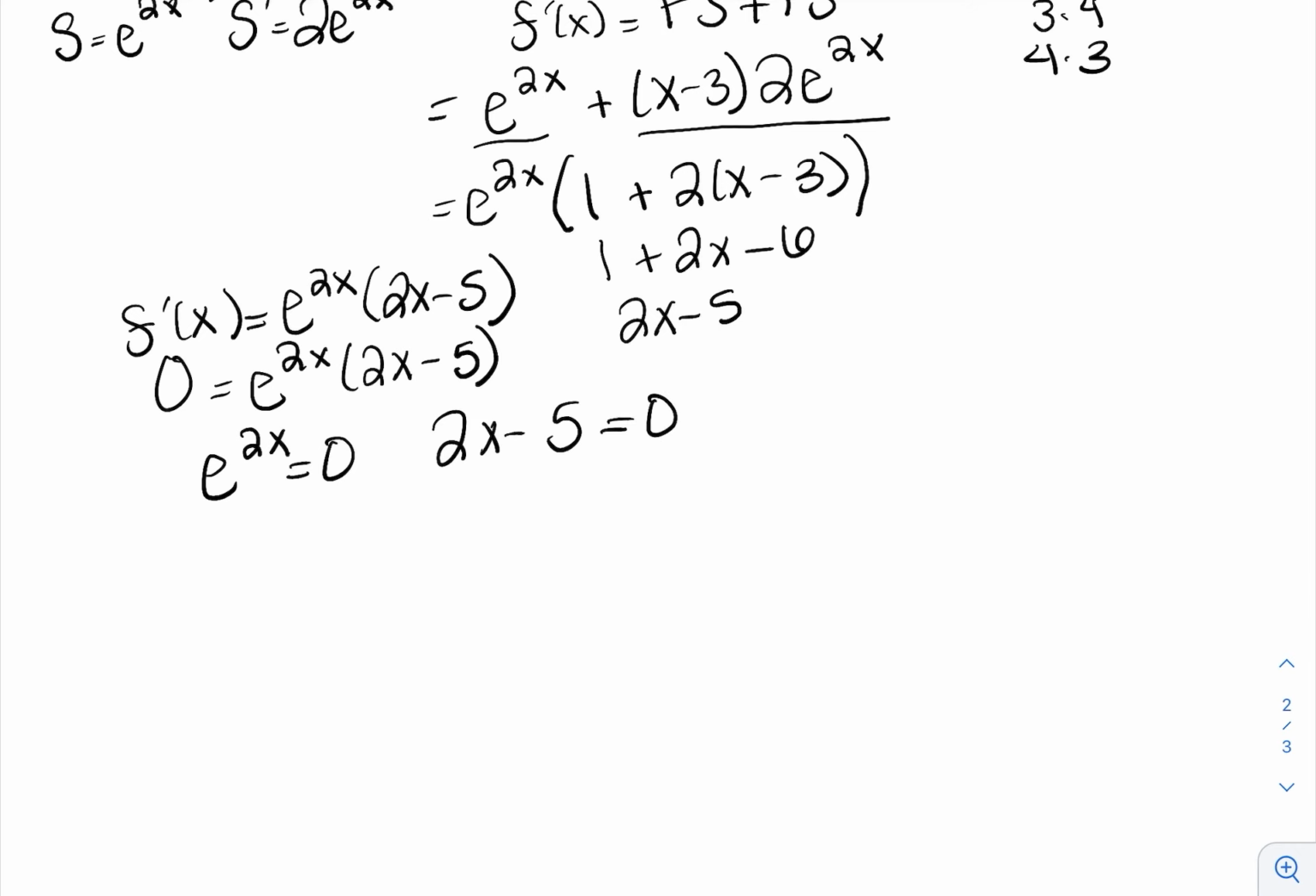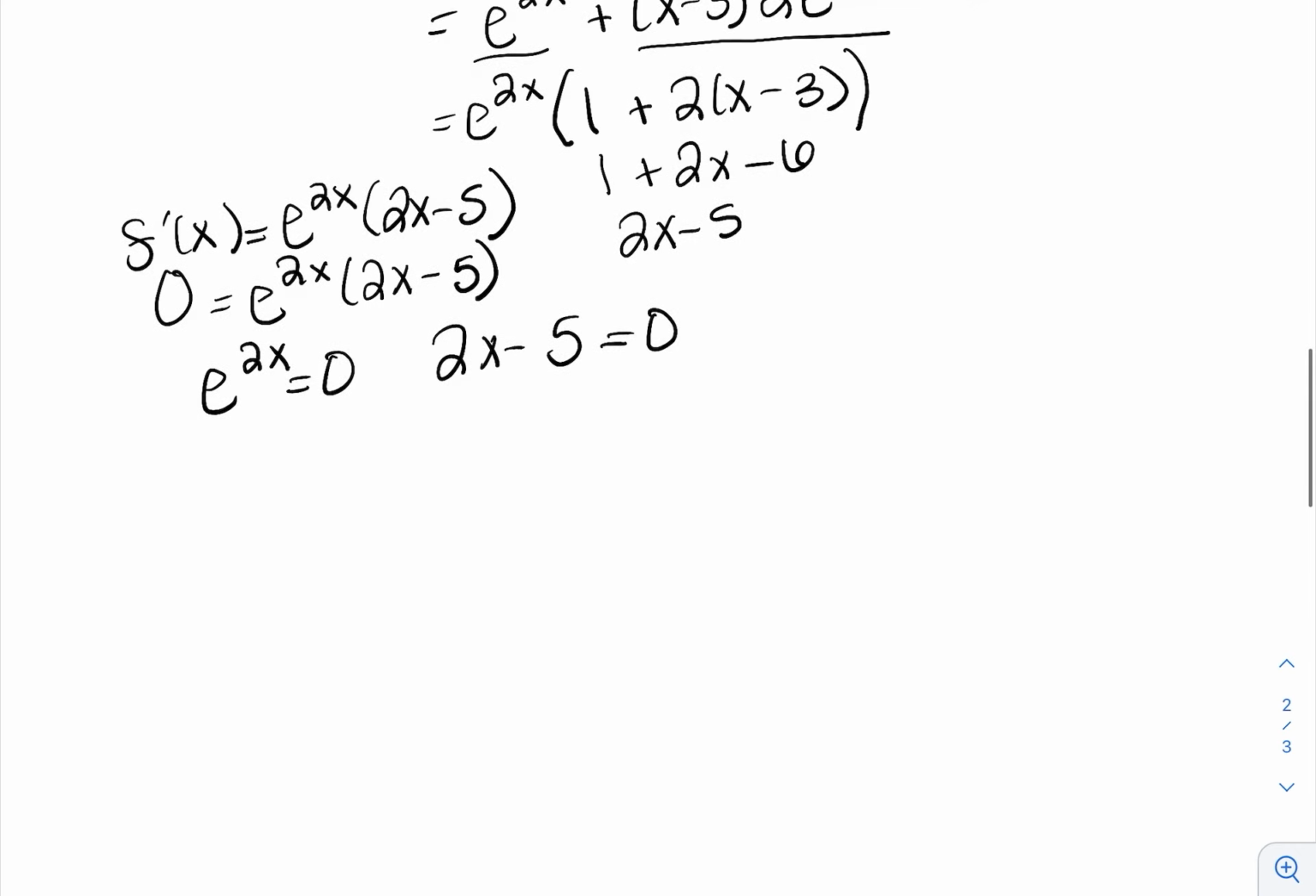Now for the e, I need to ln both sides to get rid of the e. So that will give me 2x is equal to the ln of 0, which means that x is equal to the ln of 0 over 2. But the ln of 0 is impossible. It's not part of the domain. You can try it in your calculator. It's an error. It doesn't exist. So this doesn't give you any solutions.